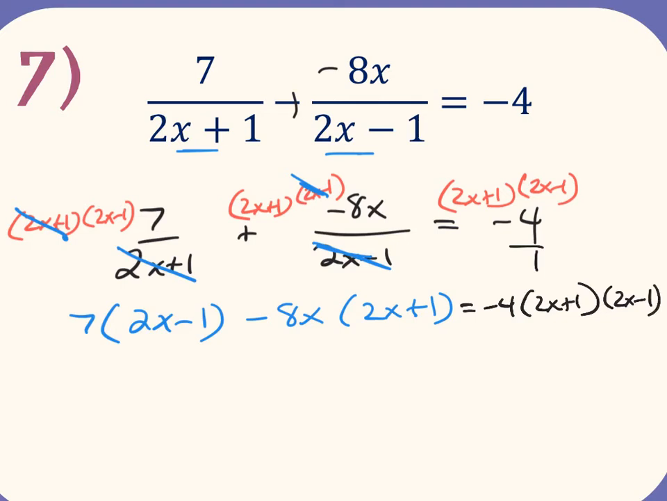So I got to FOIL that, either distribute first and then FOIL. So let me just start at the left. I'm going to distribute the 7. 14x minus 7, distribute the negative 8. I'm going to distribute the -4 first.